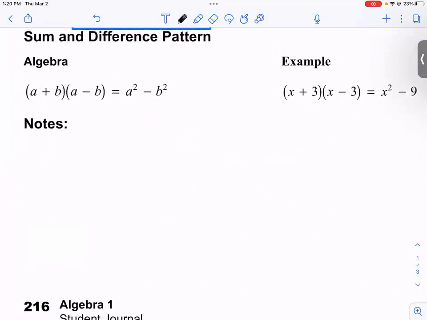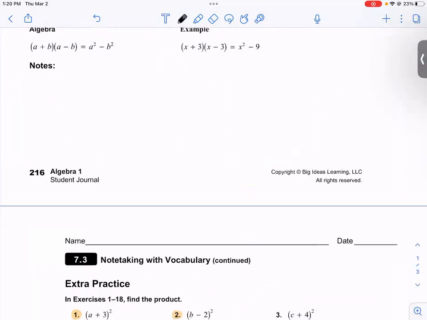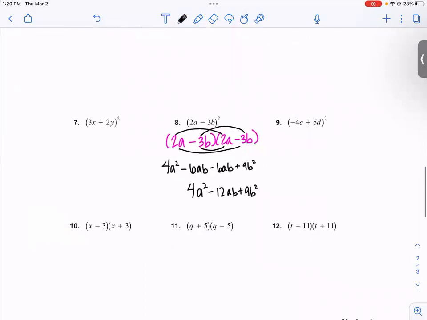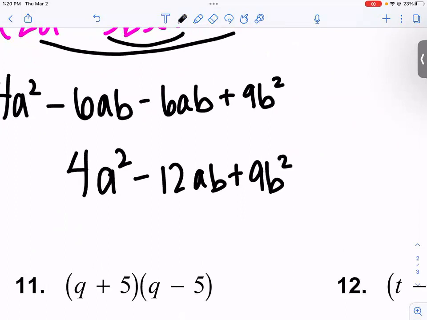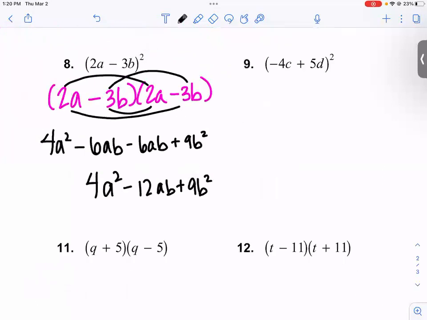This is probably a more important pattern to understand than the square of the binomial, okay? Yes. The number 8, how would you put that into the answer? At this point, the a's would come first, because it's alphabetical, so I would keep it in this order right here. So the a squared first, and the b squared last. Does that make sense? That is a good question.